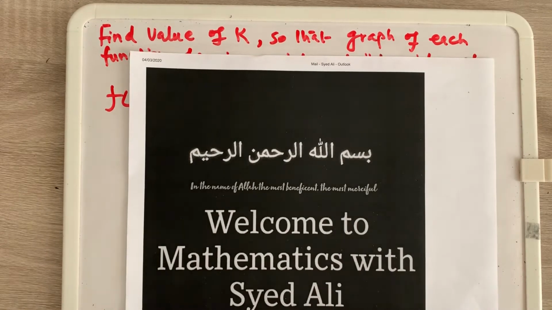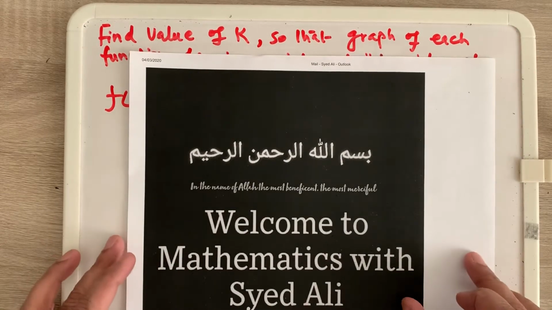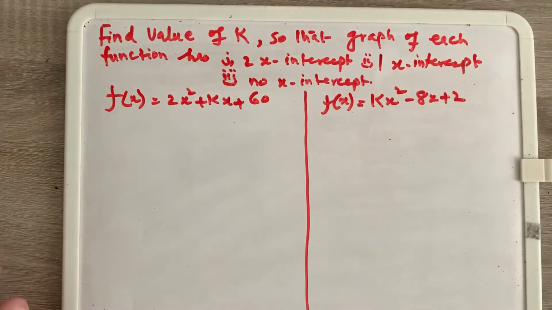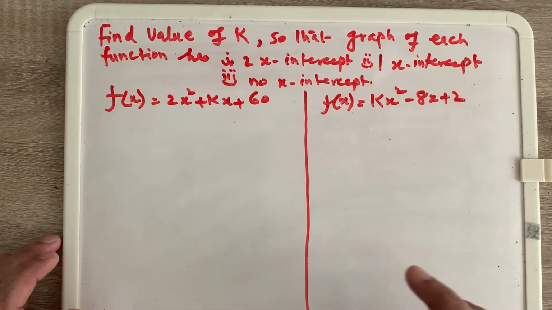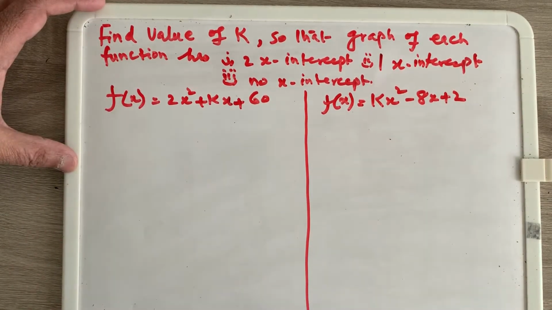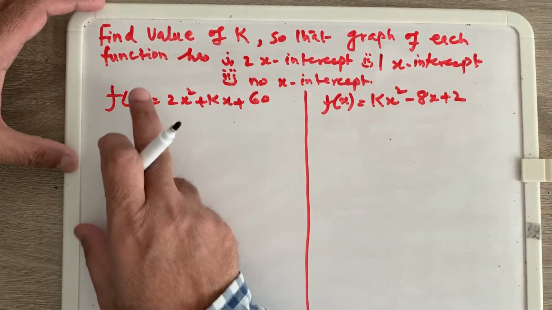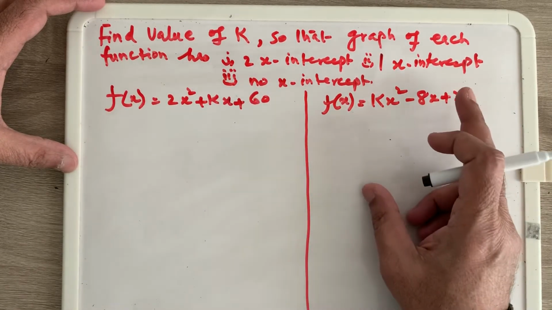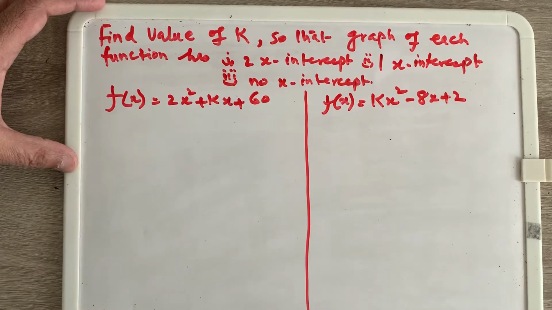Today we will be practicing grade 11 quadratic equations and the quadratic formula, and that will help us solve the function for the value of the unknown k. So here is an example. Find the value of k so that the graph of each function has 2 x-intercepts, 1 x-intercept, or no x-intercept.